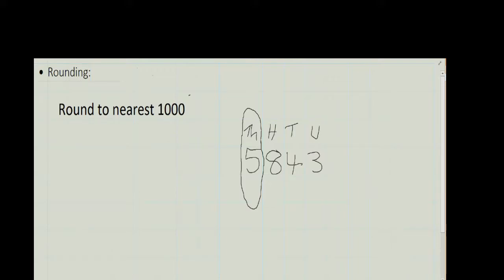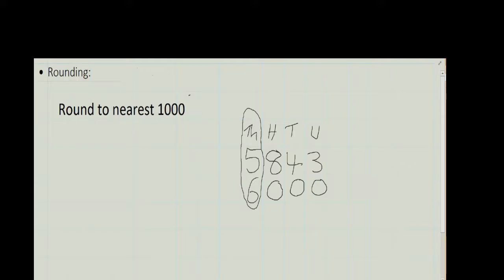What happens to this 5? Well, it has an 8 next door. 8 is a big strong digit, and 8 will pull the 5 up. It only ever goes up by 1. Goes up to a 6. I would copy what was in front. There's nothing there though to copy. And I place zeros afterwards to make it look round. To the nearest 1,000, 5,843 is 6,000.